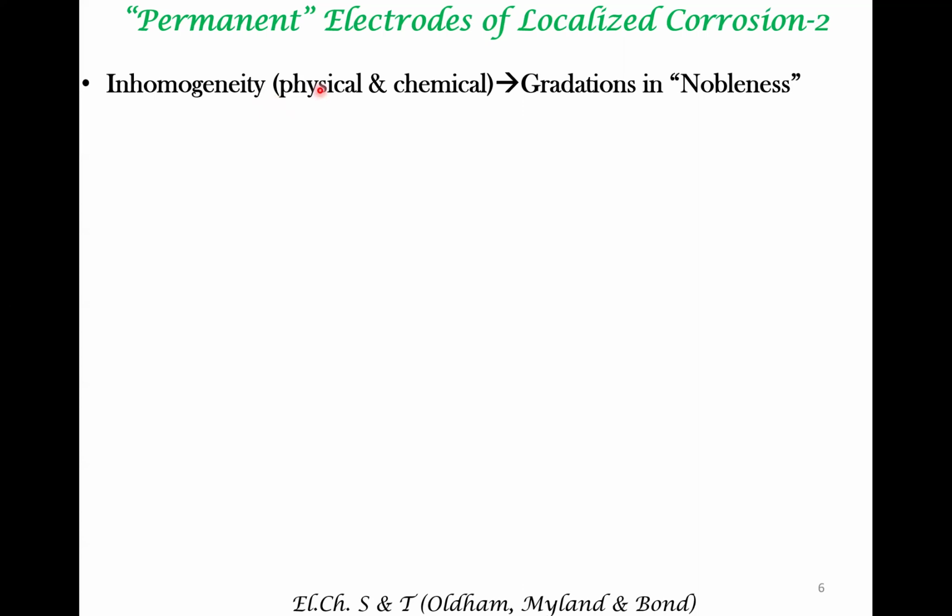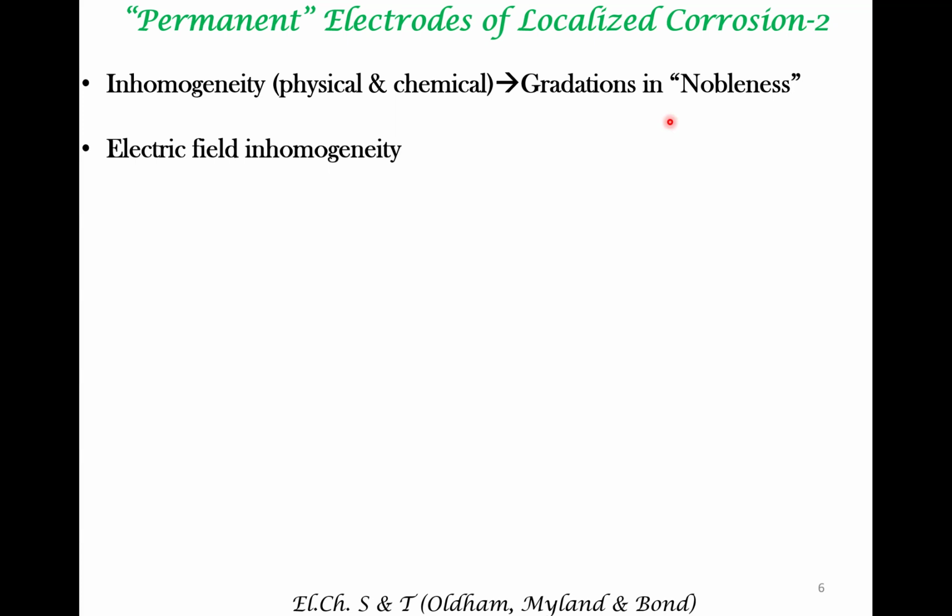So there can be structural inhomogeneities. These are all classified under physical inhomogeneities. In other cases, there can be chemical inhomogeneities. For example, if you have an alloy, the composition of the alloy can be different in different places. Because of these compositional inhomogeneities, there can be gradation in nobleness. So the areas which are less noble might act as a permanent anodic site, and the areas which are more noble will act as a permanent cathodic site. So what I'm trying to convey is that, as opposed to uniform or generalized corrosion, in localized corrosion, physical and chemical inhomogeneities might lead to gradation in nobleness.